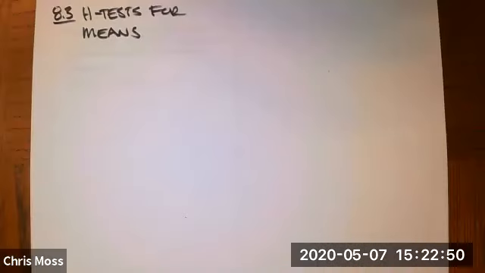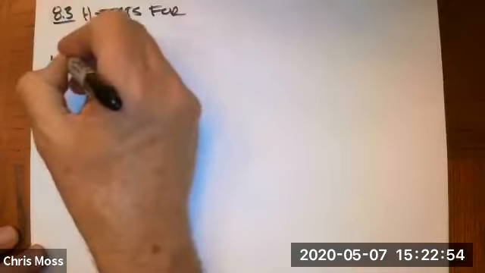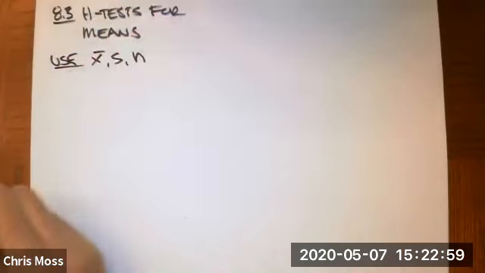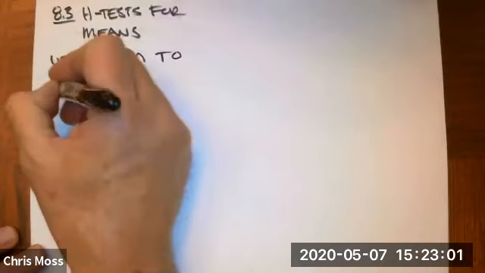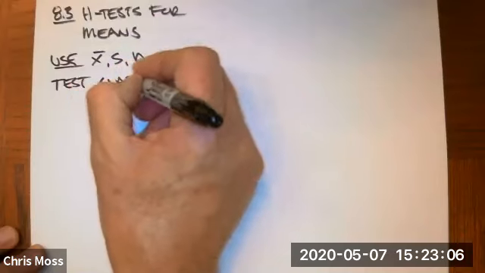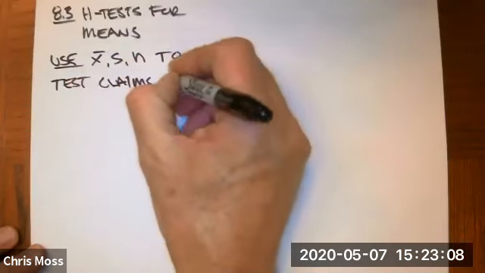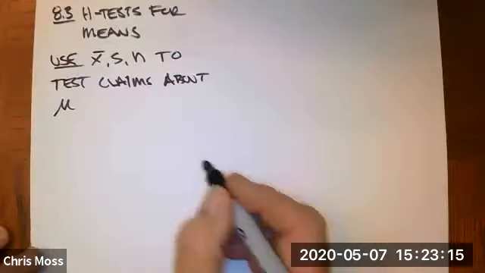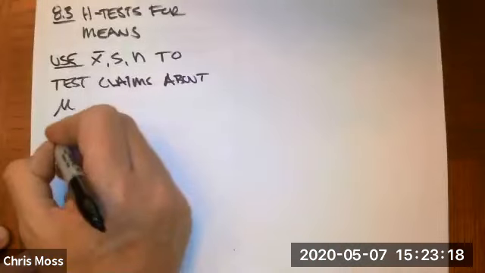Population means. Come with me. All right, so we have hypothesis test for means. So we're going to use X bar, S, and N to test claims about mu, population means.